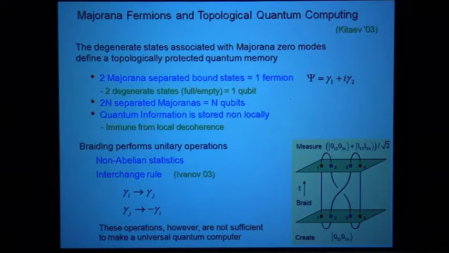Is it obvious that the only rotations non-abelian braiding allows you to do are 90-degree rotations? Well, it's because of this rule. This is all you can do. Yeah.